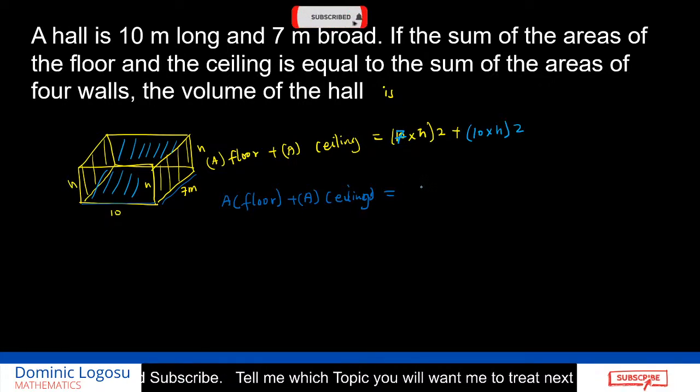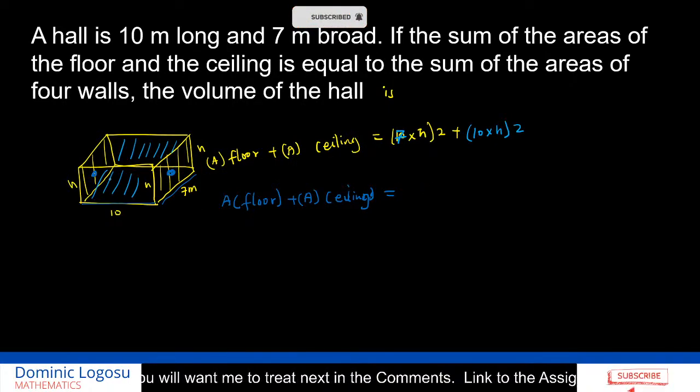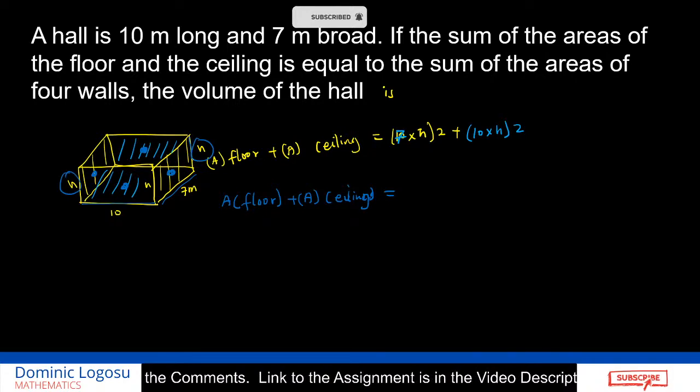Now remember, it is a cuboid. All the sides are not equal. So it means that the wall here and the wall here will be the same, and they will be different from the wall here and the wall here. With all of them, we need height. Because if I want to find the area of this particular wall, it's going to be the length of the wall and then the height of the wall.